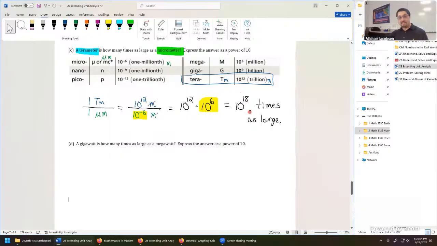That's a humongous number. And to practice that one more time for our warm-up problem today, we'll do the same with gigawatt compared to a megawatt. First, any questions at all with the refresher question here, part C?